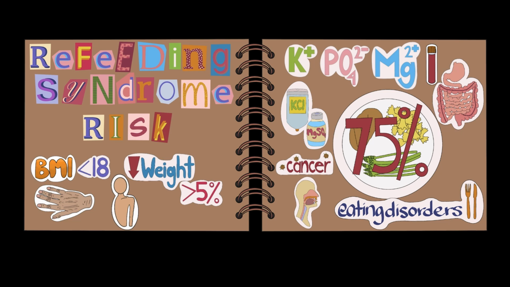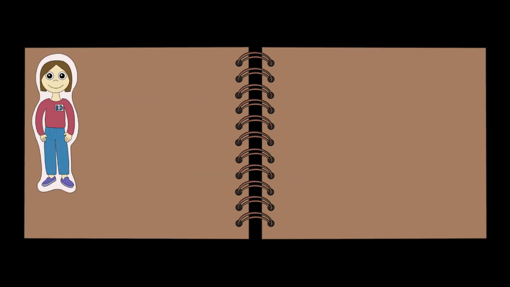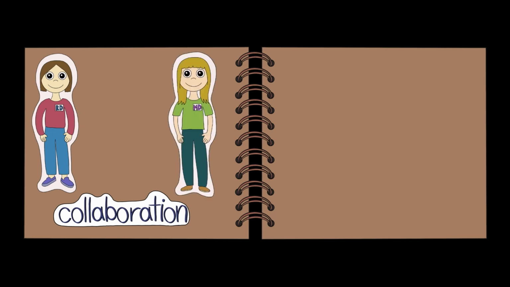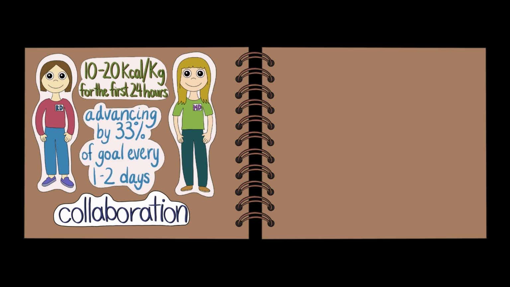That's great that you can identify a patient's risk, but what do you need to do about it? Your role as a dietitian is to feed the patient as safely as possible and to collaborate with the physician, as they will be responsible for medical management of refeeding syndrome. ASPEN recommends feeding 10 to 20 calories per kilo for the first 24 hours and advancing by 33% of goal every 1 to 2 days.